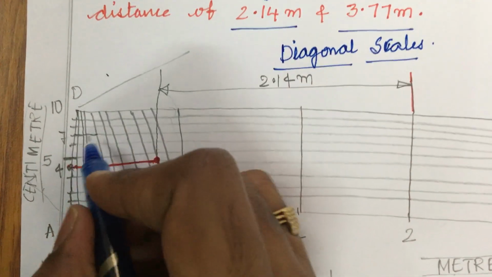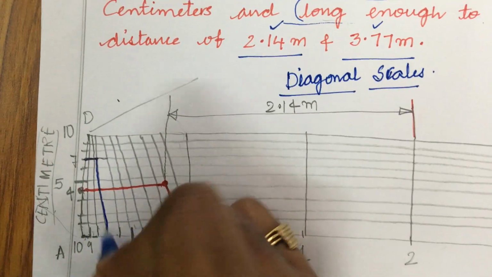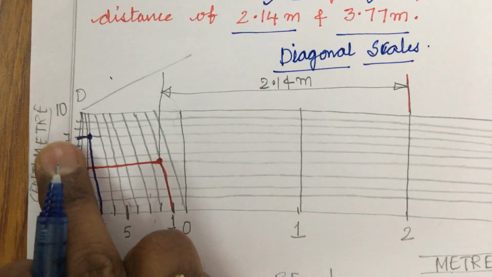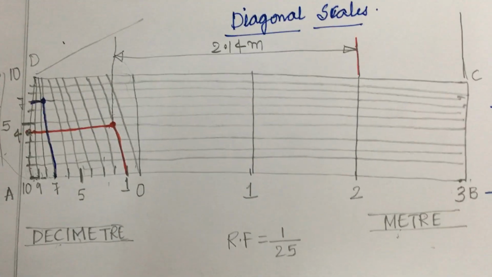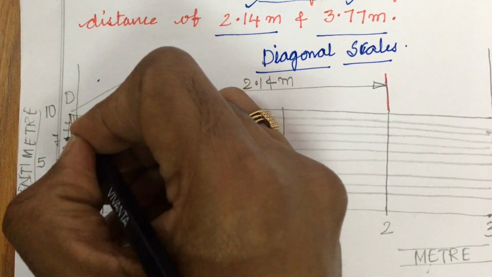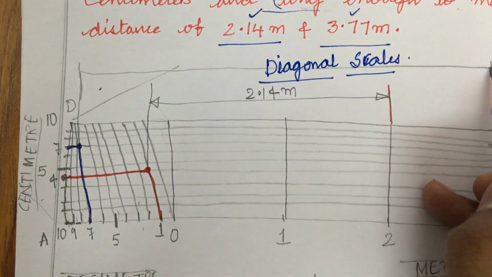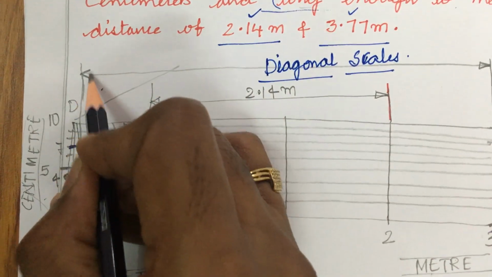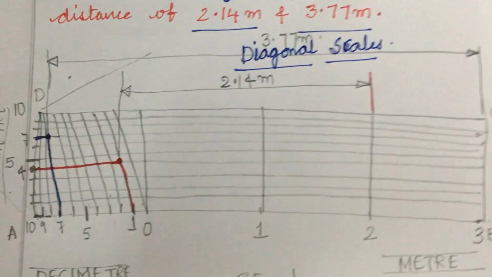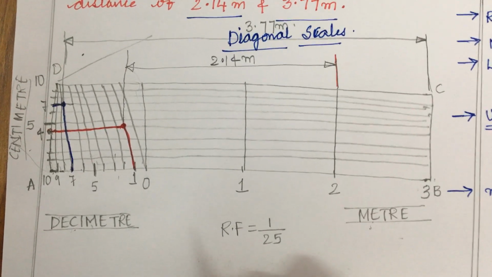Along this we are supposed to plot till the 7th division, a marking on the scale, and highlight this part, and this is said to be 7 centimeter and 7 decimeter along this diagonal scale. Now from this point you are supposed to draw a perpendicular, I mean the dimension line, and plot a dimension line along this and mark a distance of 3.77 meter along this. This is how you are supposed to construct a diagonal scale. Hope you are getting my point.